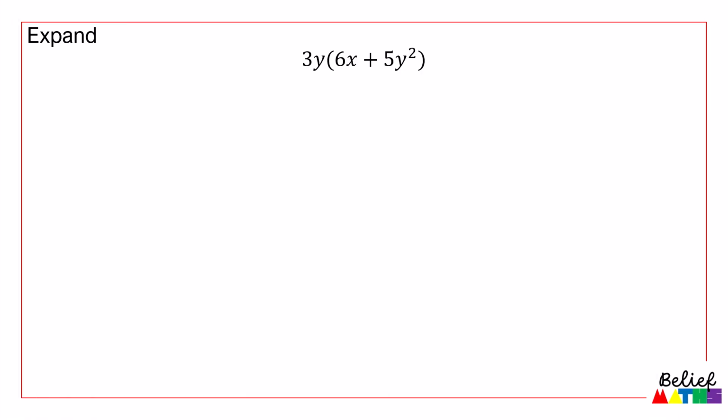Our second question is another expansion question, just a little bit of a change there in the variables that we're using. So in this case, we're going to start by doing 3y times 6x. Well, 3 times 6 is 18, and then when we're multiplying x by y, we just do xy. I like to write my terms in alphabetical order because then it allows us to see like terms a little bit easier. If we then multiply our 3y by our positive 5y squared, well, 3 times 5 is 15, and y times y squared is y cubed.